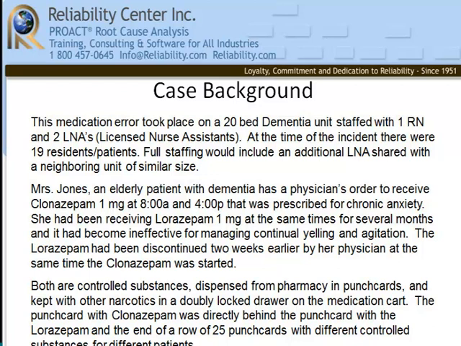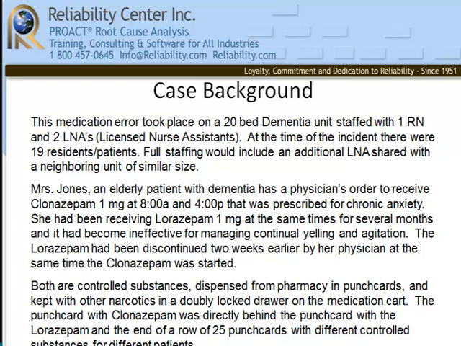Mrs. Jones, an elderly patient with dementia, has a physician's order to receive Clonazepam 1 milligram at 8 a.m. and 4 p.m. that was prescribed for chronic anxiety. She had been receiving Lorazepam 1 milligram at the same time for several months, and it had become ineffective for managing continual yelling and agitation. The Lorazepam had been discontinued 2 weeks earlier by her physician. At the same time, the Clonazepam was started.